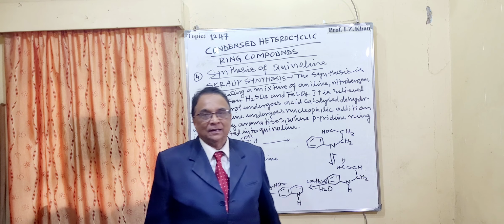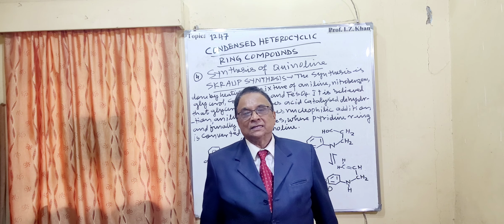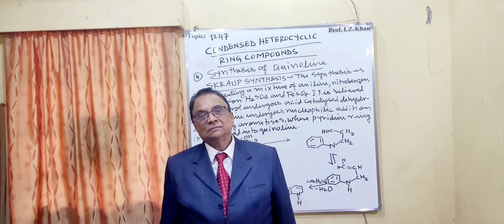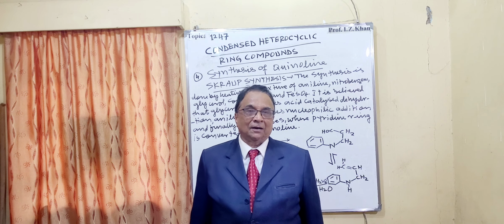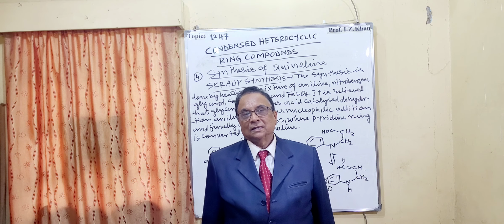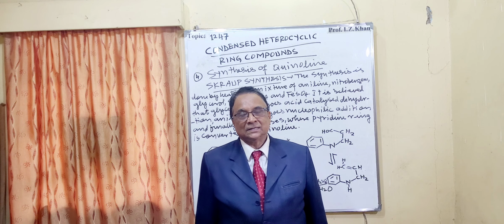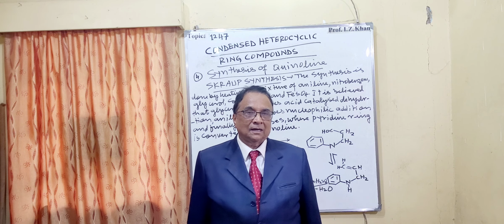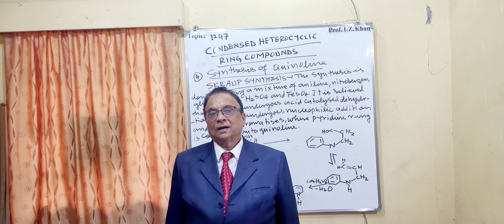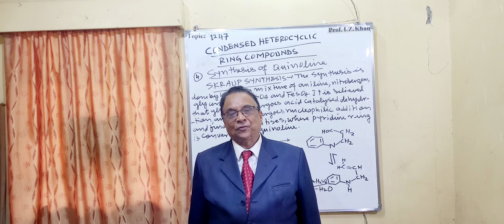So here I have given the synthesis of quinoline, and it is by a name reaction. That is the Skraup synthesis, which is very well known, the common preparation of quinoline, where the pyridine nucleus is condensed with an aromatic ring, and it is done in the presence of nitrobenzene, glycerol, concentrated sulfuric acid, FeSO4 and aniline.